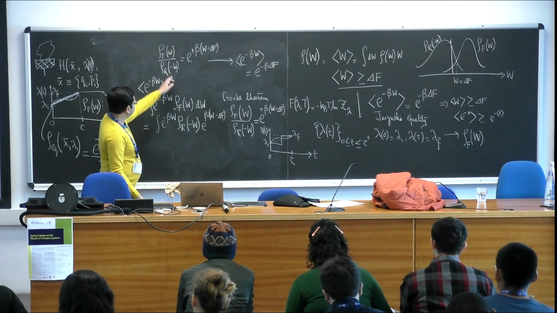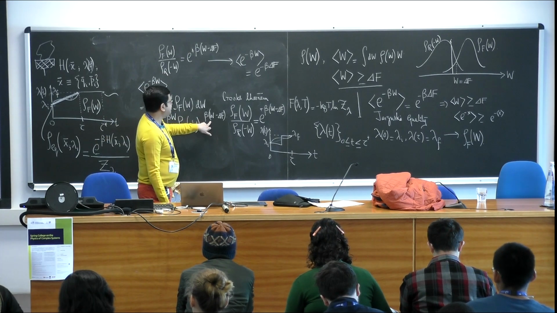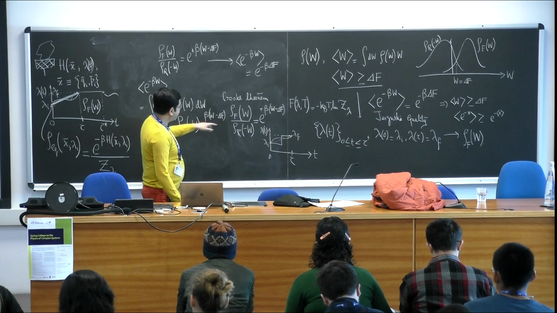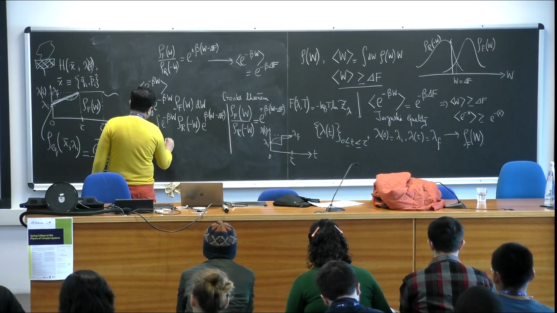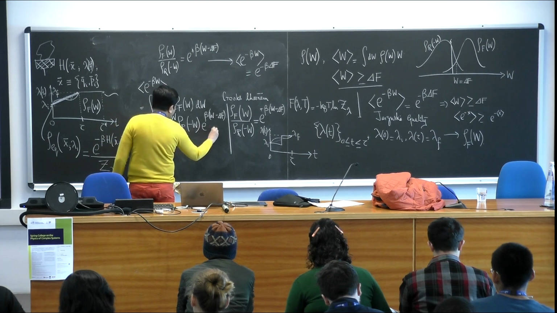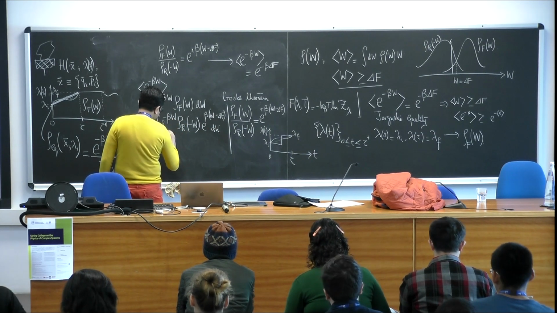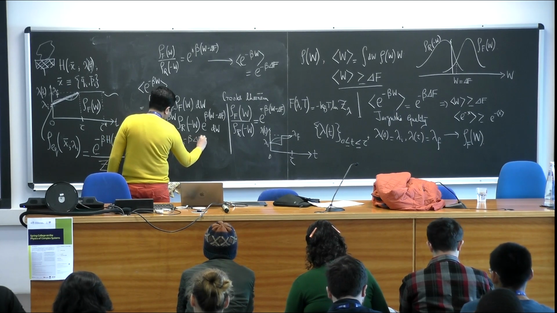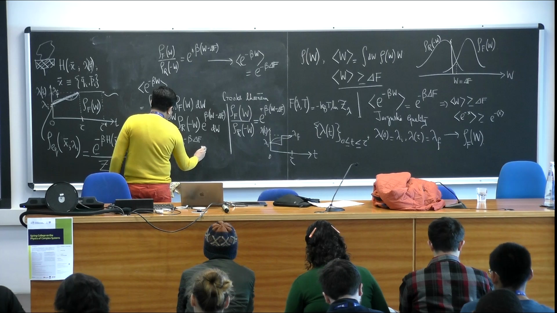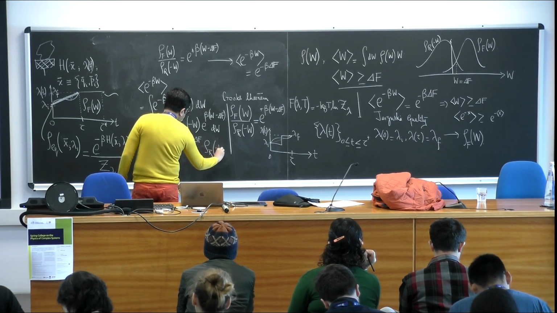I just substitute for rho f from this equation, and e to the minus beta w and e to the plus beta w, they cancel. That's why you need a plus sign here. So what you get is, sorry, there's a dw, the integral of dw e to the minus beta delta f rho r of minus w.